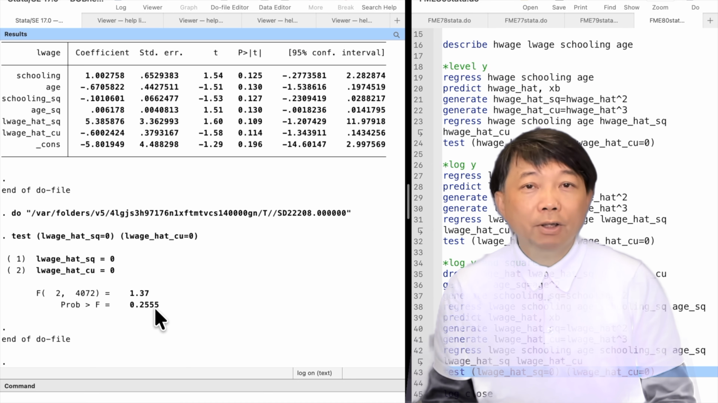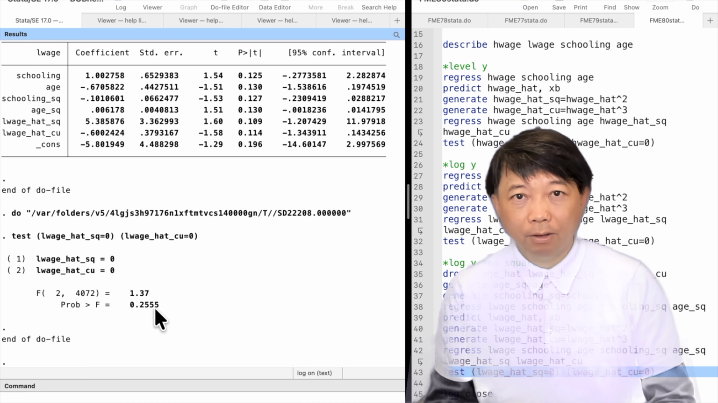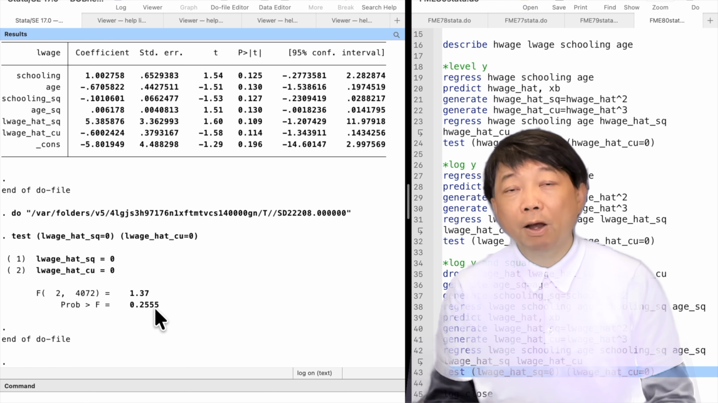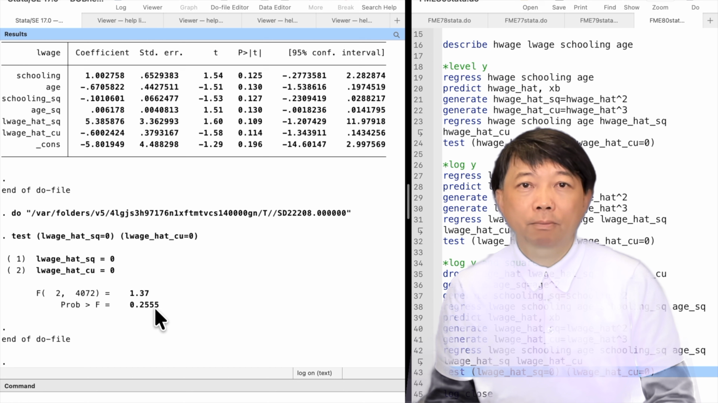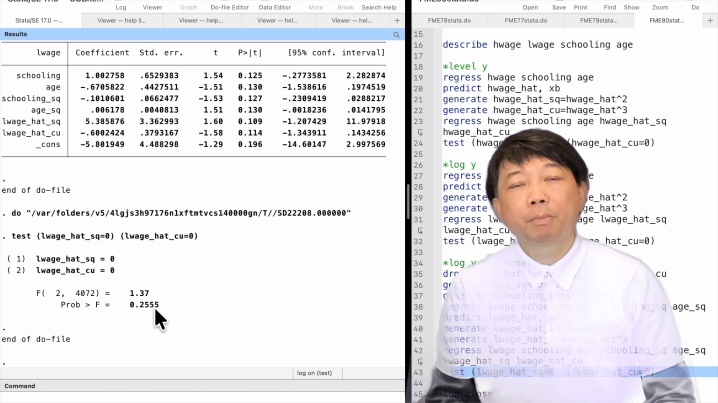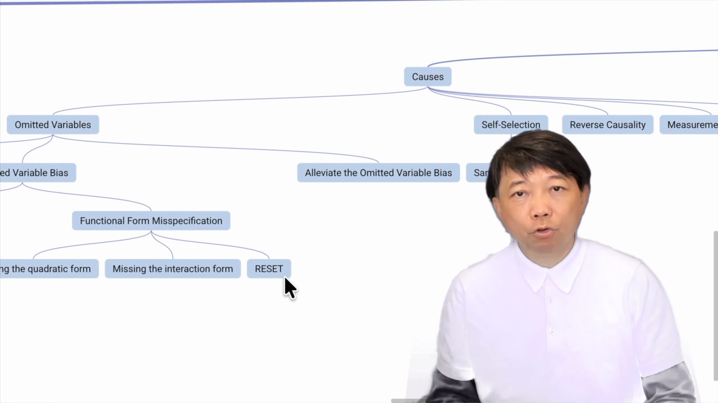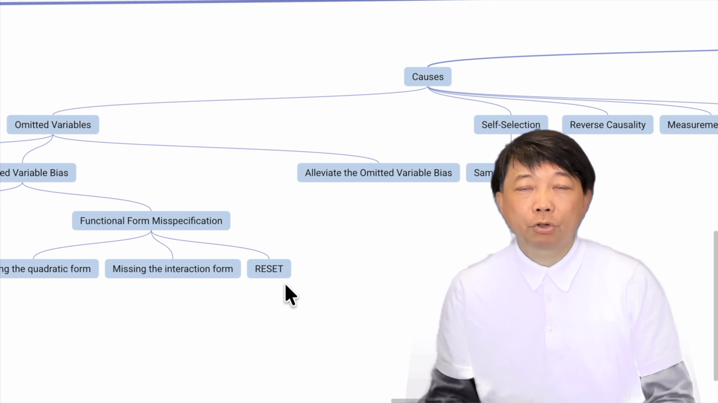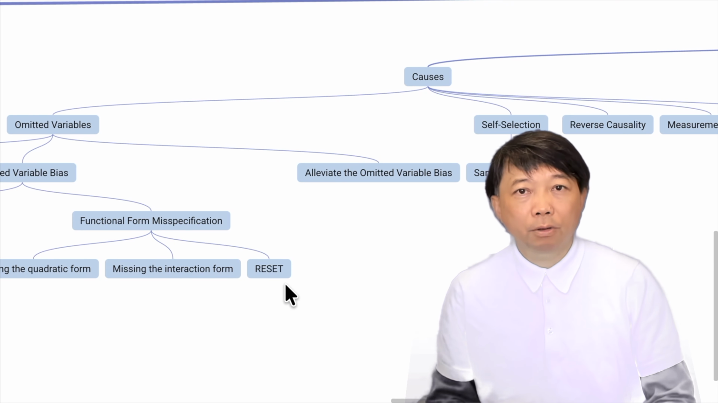The RESET is a test for detecting the general type of functional form misspecification. If we reject the null hypothesis, the model is misspecified in its functional form. We should consider modifying the model by using logarithms or adding a square or interaction term.